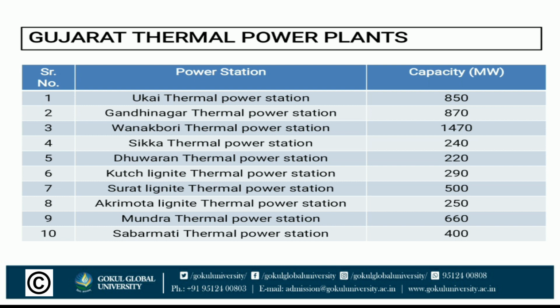Surat lignite thermal power station, 500 megawatt. Akrimota lignite thermal power station, 250 megawatt. Mundra thermal power station, 660 megawatt. And Sabarmati thermal power station, 400 megawatt.